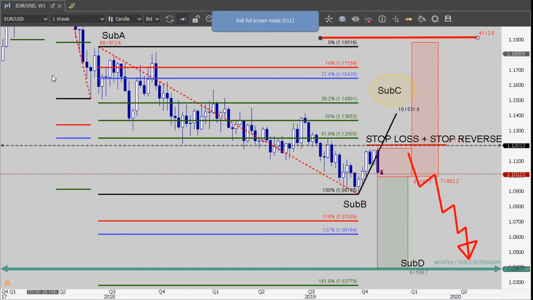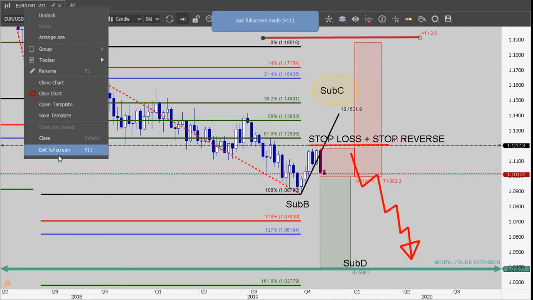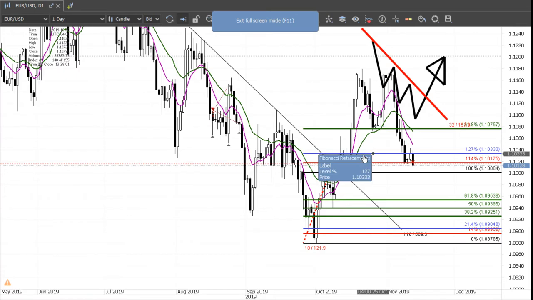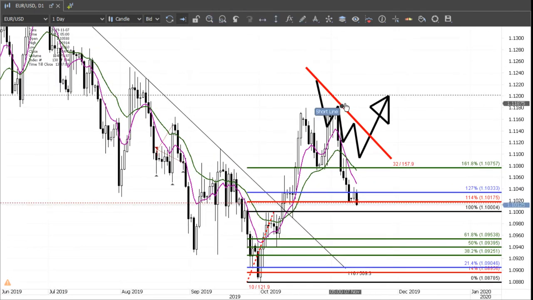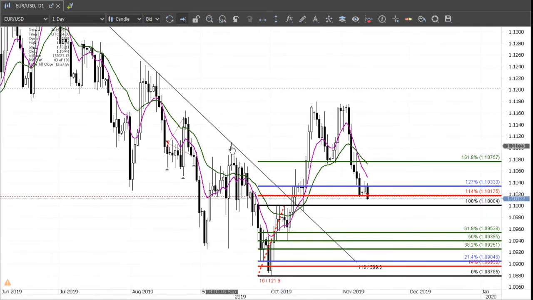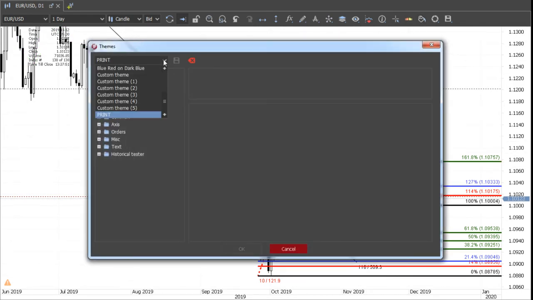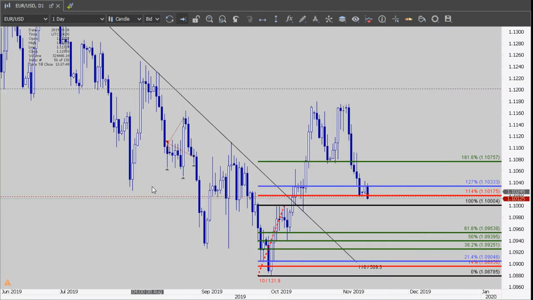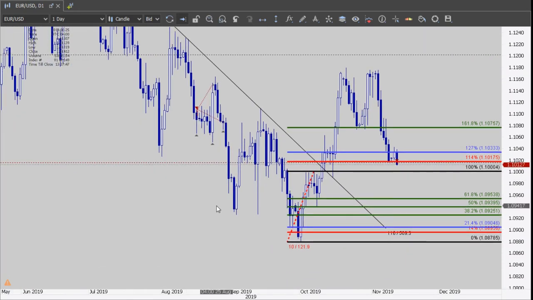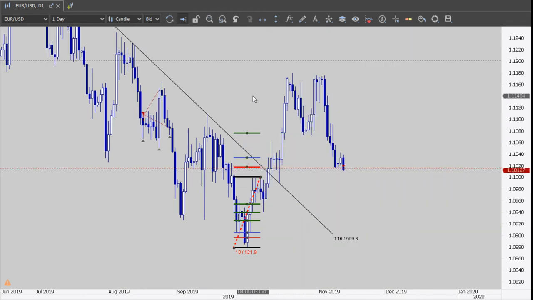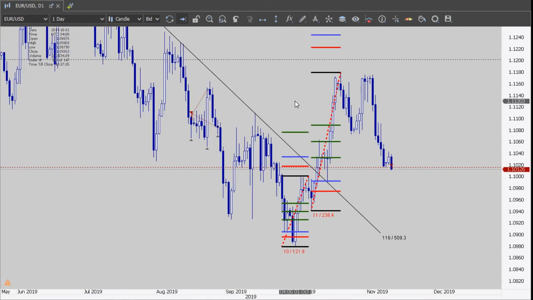Let's go on the daily and let's see what else we can do from the daily chart. Daily chart, this is from past lessons. We're going to remove the indicators, color code, custom theme, there you go. Okay, so this is the contrarian on the daily chart. This is the contrarian, A to B, B to C. There you go. This is the contrarian Fibonacci.